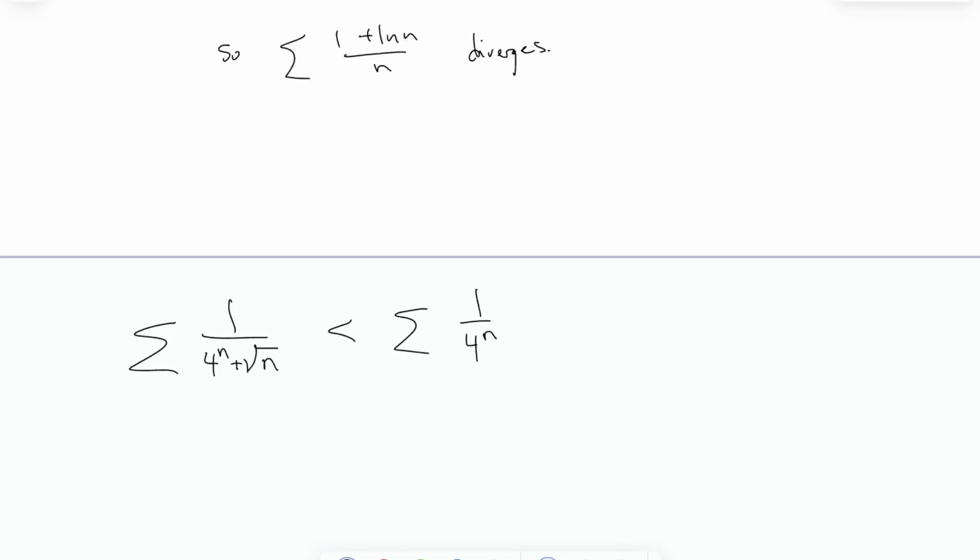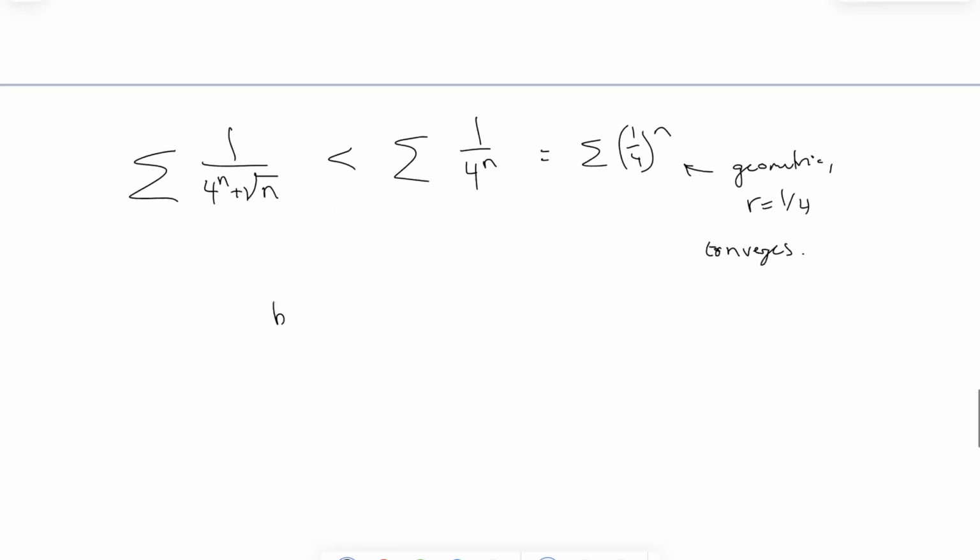And how do you handle 1 over 4 to the n? I would say that's the same as (1/4) to the n. And this is now a geometric series with r equals 1/4. You can do that with the integral test, but this is a lot easier. This is a geometric series with r equals 1/4, and so it converges. And so here, the bigger one converges, which means the smaller one converges.